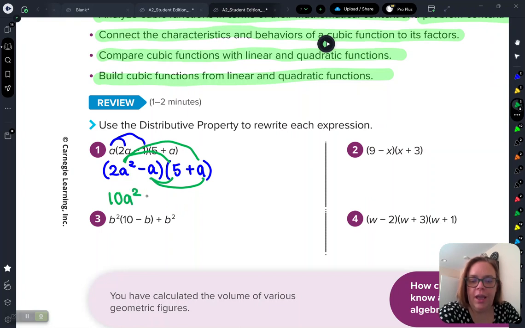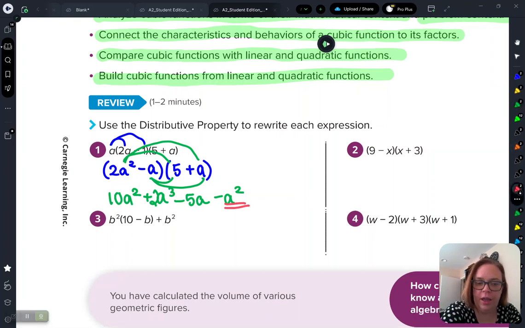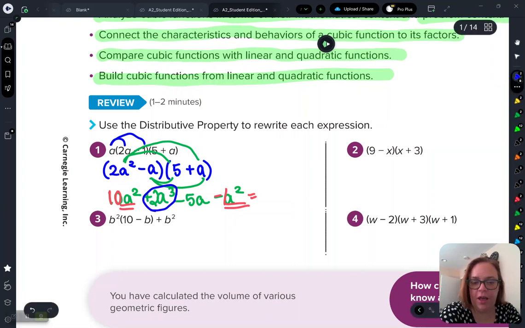2a squared times a is 2a cubed. And then negative a times 5 is negative 5a, and negative a times positive a is negative a squared. So then we should check for like terms, and we do have some like terms here. We've got an a squared and another a squared term. So we're going to do 10 minus 1. So putting our terms in order by the highest degree, we've got 2a cubed, and then 9a squared minus 5a.